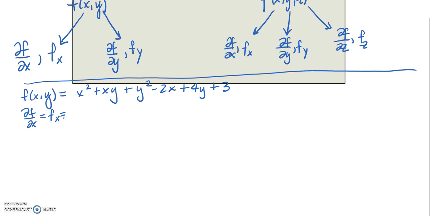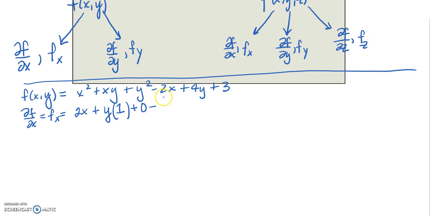In this case, anything other than x is treated like a constant. So if I start with my first term, the partial derivative there would be 2x using the power rule. Looking at my second term, I treat that y as though it were a constant, so then I only take the derivative of the x, which is 1. My next term is y squared. Well, that's a constant in this case because we're interested in x, so that's plus 0.